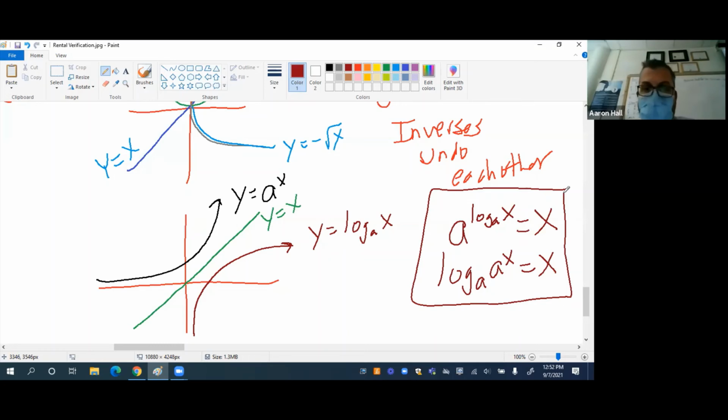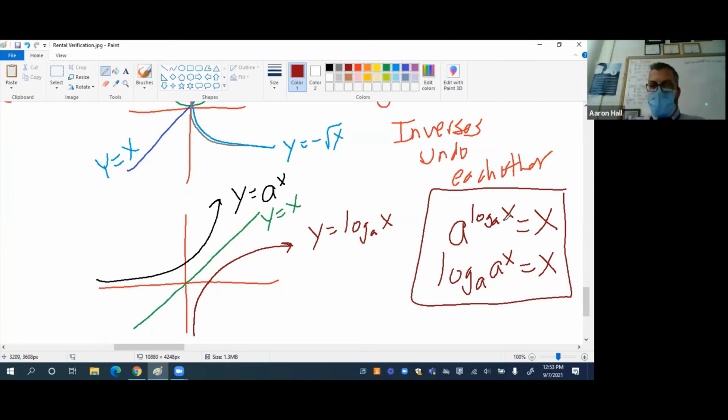We know that they have to be reflections of each other across y equals x. Our exponential function has to have a horizontal asymptote, which means our logarithmic function has to have a vertical asymptote. Correct. They are just reflections of each other across the y equals x. Actually, that's all you really have to know.